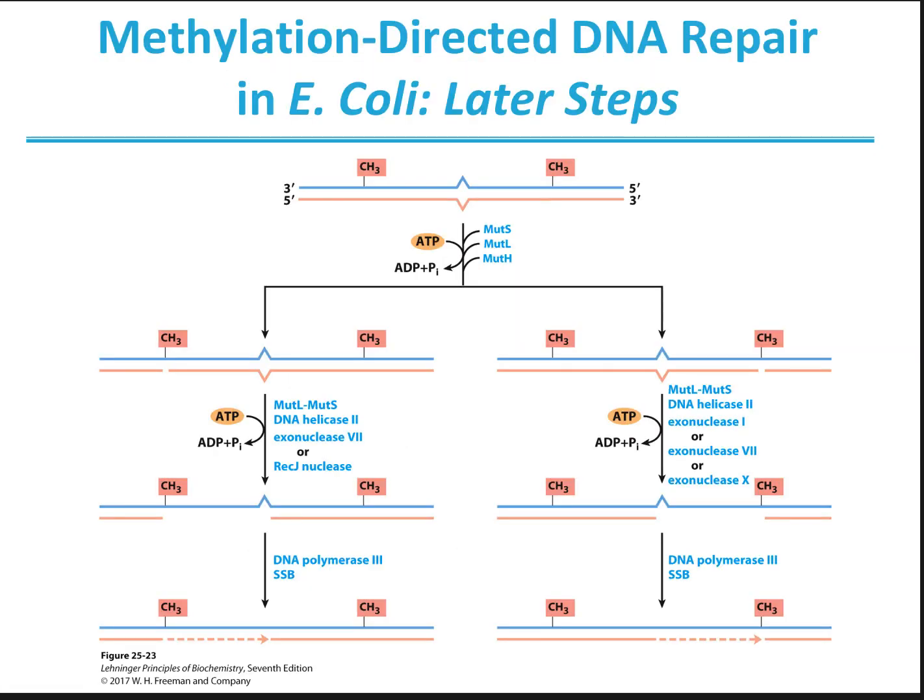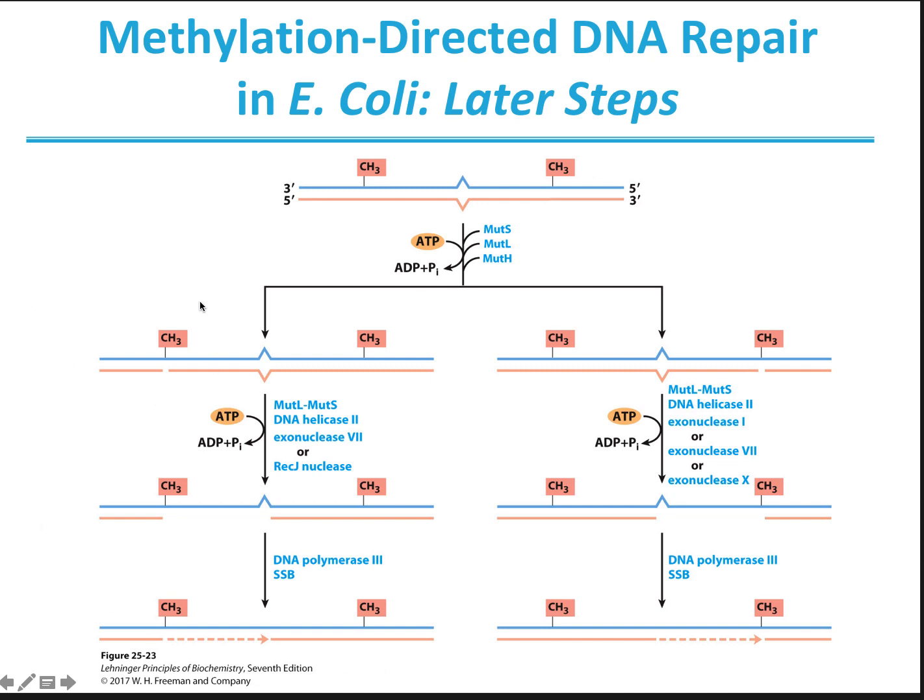And so we see that this degradation can occur through one of two mechanisms. And the mechanism that's taken depends on where that daughter strand has been cleaved. So on the left-hand side, we see the process that occurs if that daughter strand is cleaved upstream, or at the 5' end, of the sequence. And then on the right-hand side, we see what happens when the cleavage occurs 3' or downstream of the mutation.